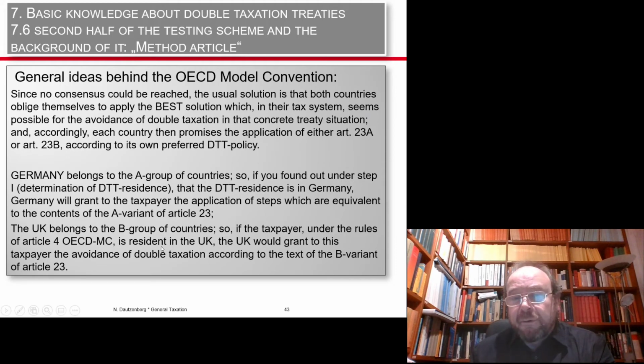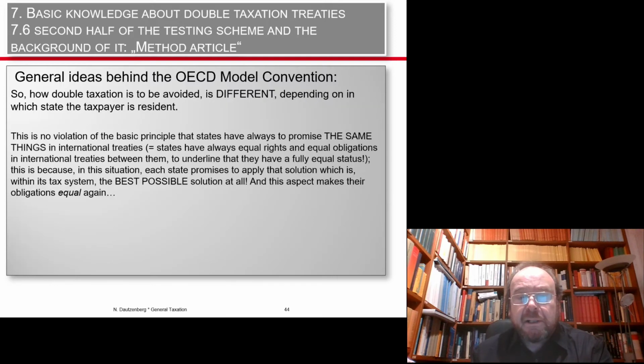So you have an A and a B group. Germany belongs to the A group. They like the exemption method and practice it wherever it is possible. And the B group is, for example, the UK and the US. Now I told you in the beginning that two states have always agreed on the rights and obligations which are identical. Now the problem is if an A and B state want to conclude a treaty, they are not willing to sign the same variant of Article 23, and so that might be an obstacle.